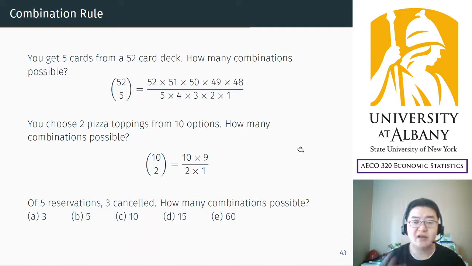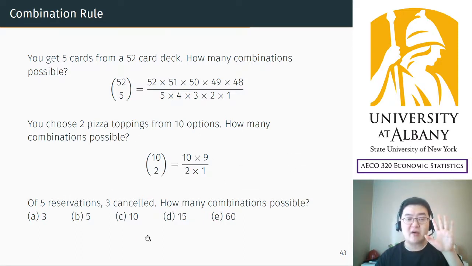Then, after you read these patterns, try this. Suppose that there are 5 reservations now, and 3 of them are cancelled. Then how many combinations are possible? Try this, and after you finish the algebra, watch the next video.